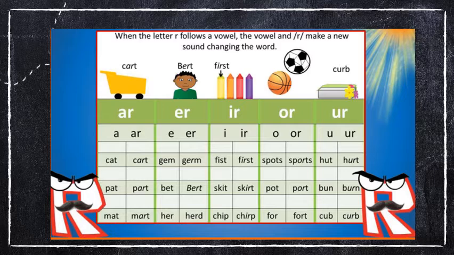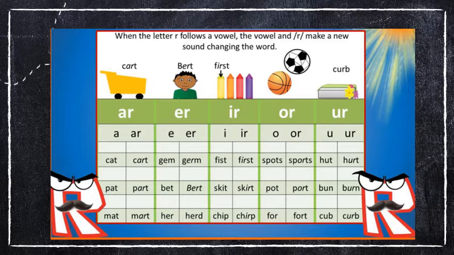You want to understand more of what I'm saying? Let's have a look at this chart. Let's see how the sound changes. The sound of the vowel letter in each word changes when we add the consonant R. When the letter R follows a vowel, the vowel and R make a new sound, changing the word.